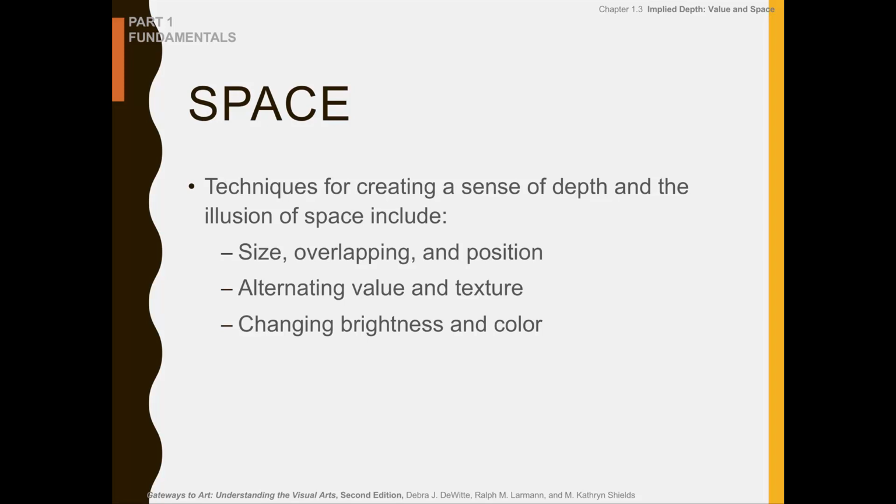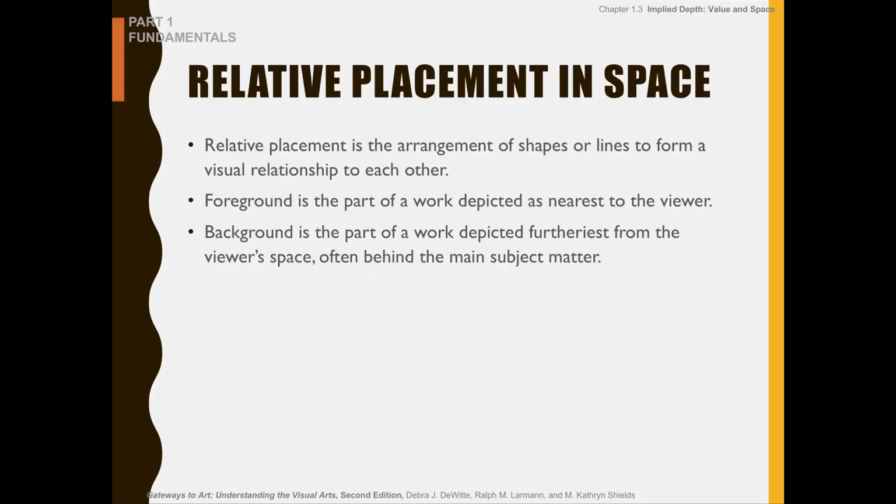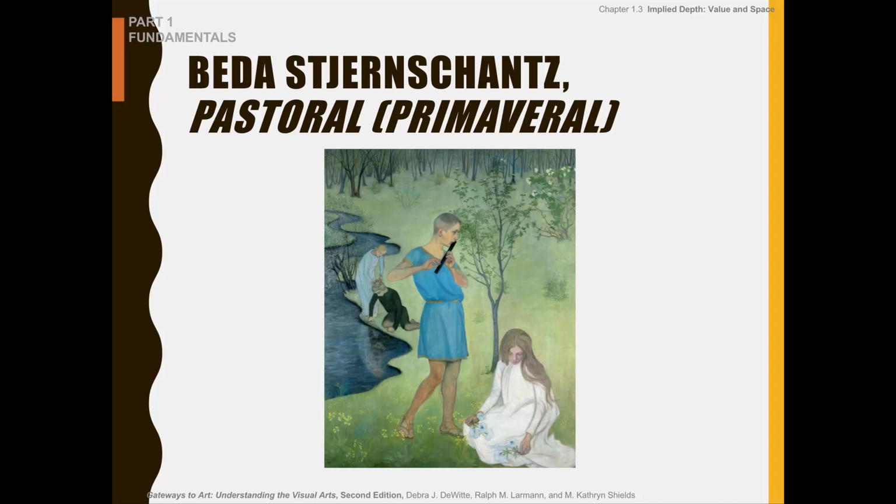And now let's talk about the element space. How can an artist give us the illusion of space? We've talked about the second point with value and texture, but we're going to look at these 3. The first one I really want to concentrate on in space is relative placement, and it's illustrated in this particular painting. So relative placement is saying where's the foreground, where's the middle ground, and where's the background.